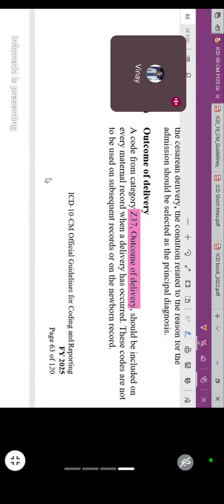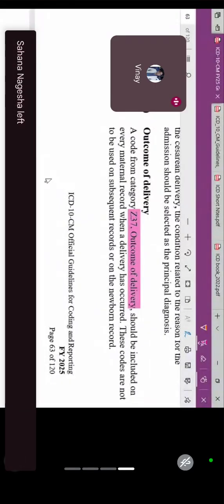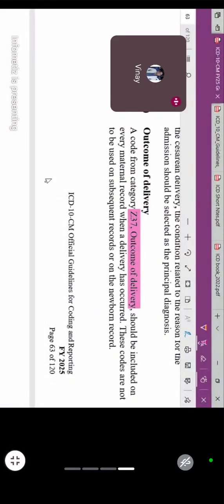So we have different outcomes of delivery. Single live born, single stillborn. Stillborn means the baby died before birth only. Twins both live born, twins one live born and one stillborn, twins both stillborn. Like this, we have different codes under the Z37 code. This you will code along with the delivery code.